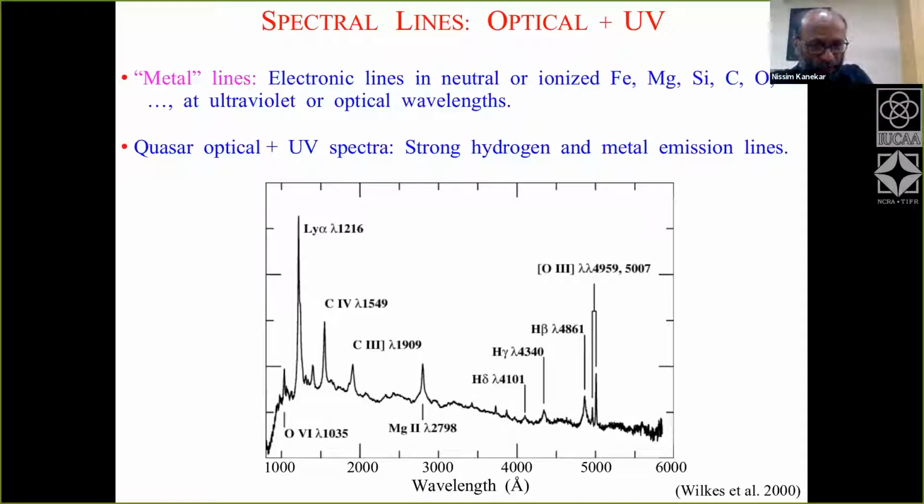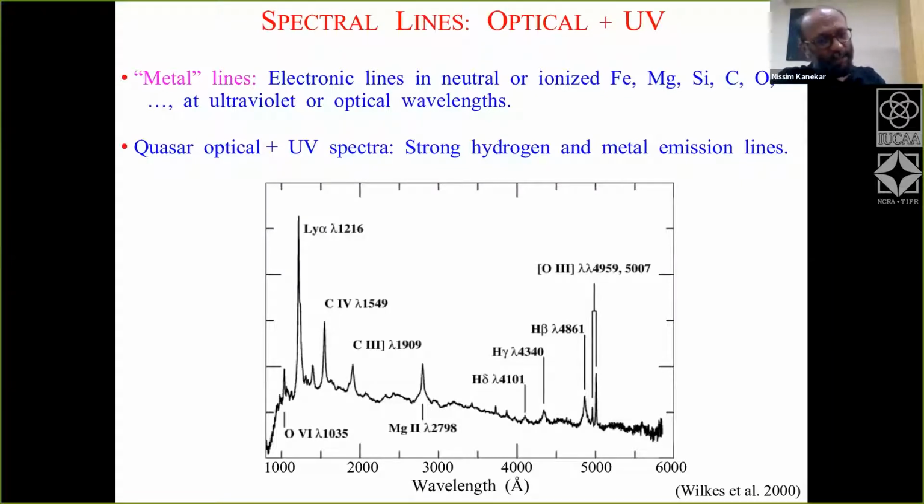And so this is a plot going from about 1,000 angstroms on the left to about 6,000 angstroms on the right. And what you see is very strong Lyman alpha emission, 1215.7 angstroms. Then you see this funny thing called C4. In astronomy, just to complicate matters, remember I said that H1 is neutral atomic hydrogen. Similarly, C1 is neutral atomic carbon, C2 is singly ionized carbon, C3 is doubly ionized carbon, and C4 is triply ionized carbon.